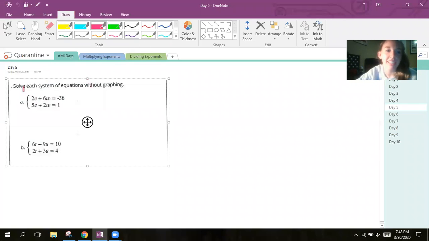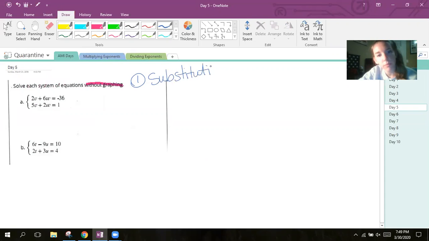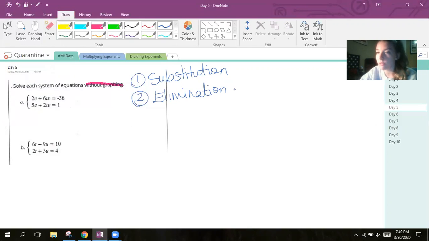Whammy day 5. It says solve each system of equations without graphing. So we talked about two different ways to solve systems of equations without graphing. And those two ways, if we remember, are the first way is substitution and elimination. All right, so I'm going to solve through both ways to work these out, and you can just choose which one makes more sense to you or which one you understand better, okay? So I'm going to start with substitution.